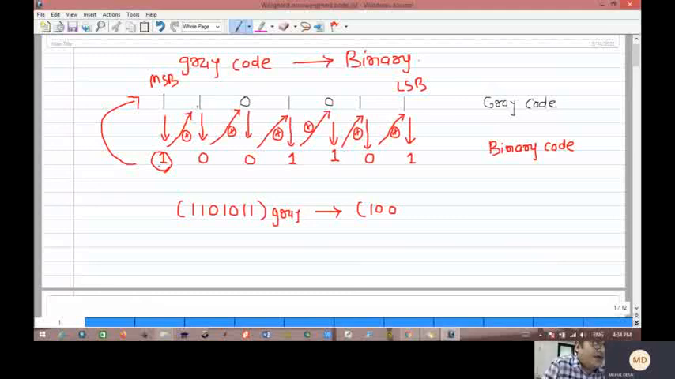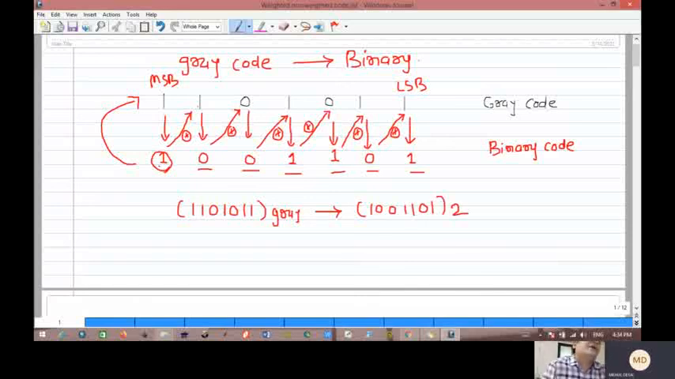Now 1 XOR 1, the next digit 1 XOR 1. Both are same, so the answer is 0. Now 0 XOR 0, both are same, so again the answer is 0. 0 XOR 1, both are complement to each other, so the answer is 1. 1 XOR 0, again both are complement to each other, so the answer is 1. 1 XOR 1, both are same, so the answer is 0. And 0 XOR 1, so the answer is 1. So here the gray code 11010111, and we are getting the answer 10011101 as the binary value.